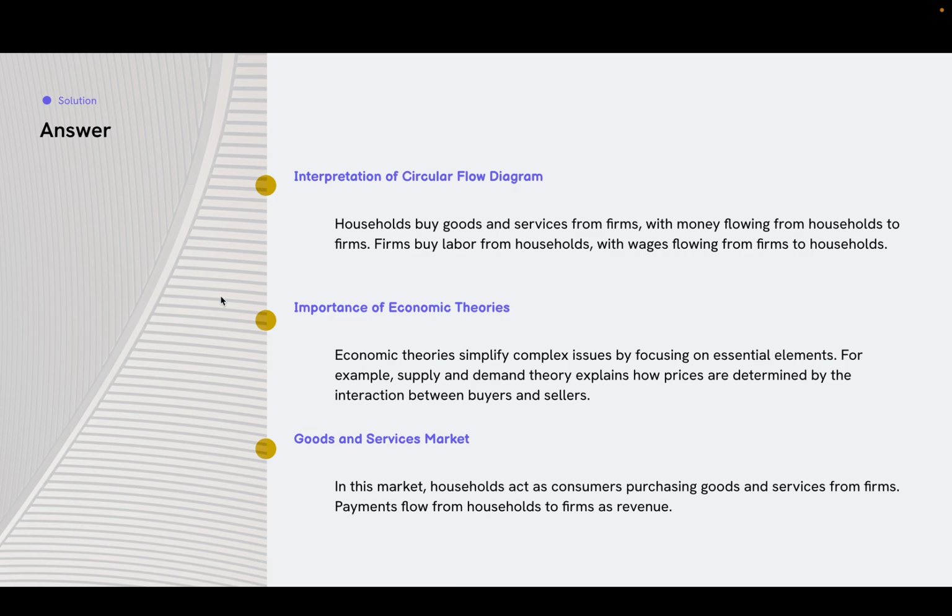And next, importance of economic theories. Economic theories simplify complex issues by focusing on essential elements. For example, supply and demand theory explains how prices are determined by the interaction between buyers and sellers. Goods and services market. In this market, households act as consumers purchasing goods and services from firms. Payments flow from households to firms as revenue.